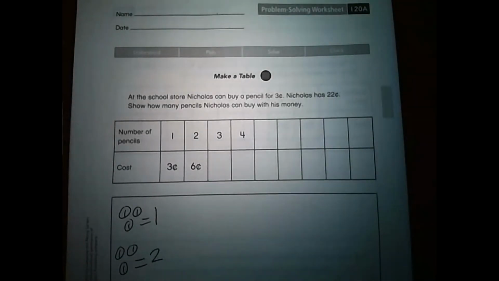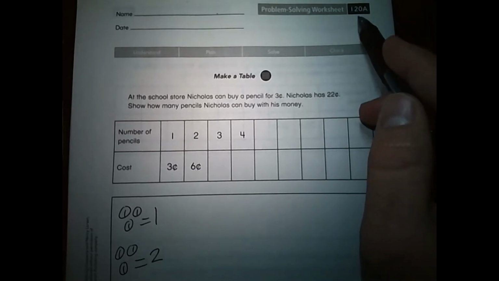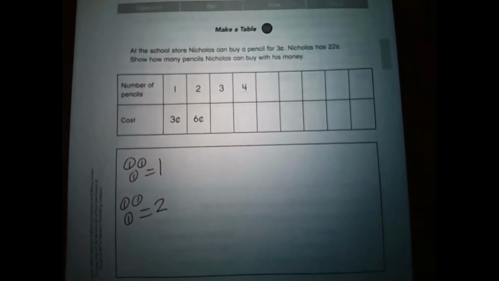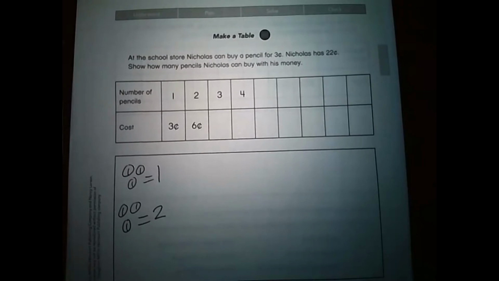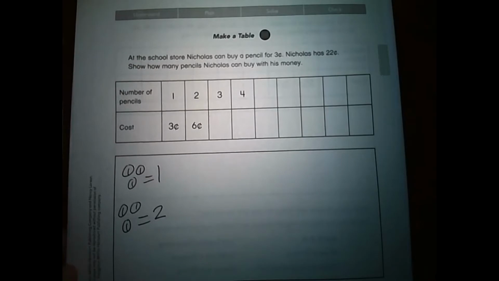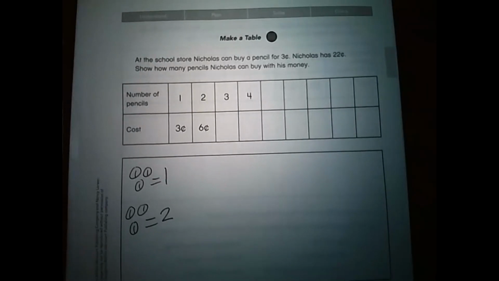Good morning, everybody. Mr. Flanders here, back at it with another Saxon Math lesson. This morning we are going to be working on problem-solving worksheet 120A. Okay, and if you notice, we're just going to be making a table for our assignment this morning, and then at the end of it all, we are going to tell the total number of pencils our friend Nicholas can buy with his money. Now, we can't really answer that question yet because we haven't looked at the information on our chart. We haven't looked at the information here in this little area either. So we are going to look over that and get running with it.